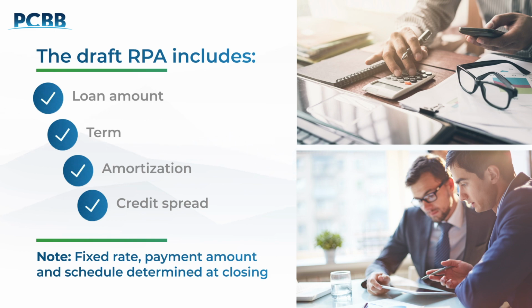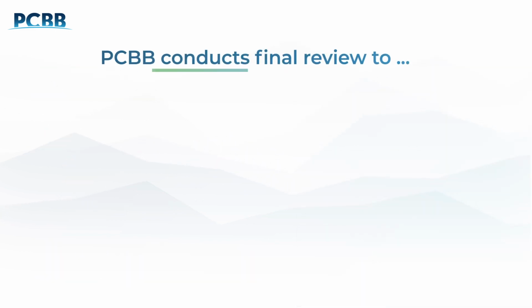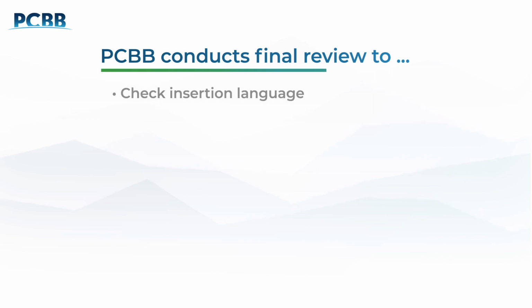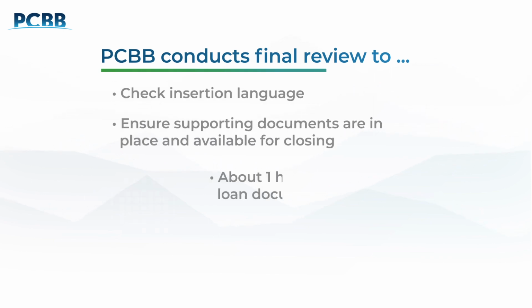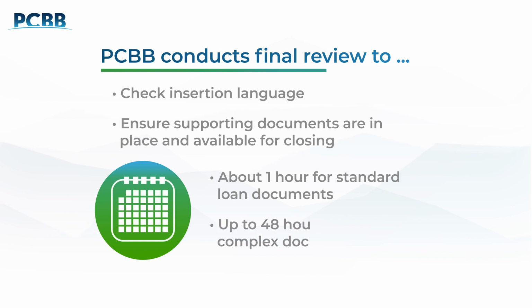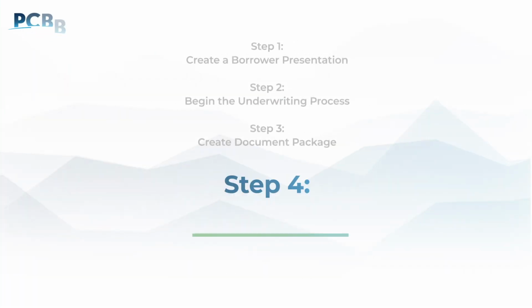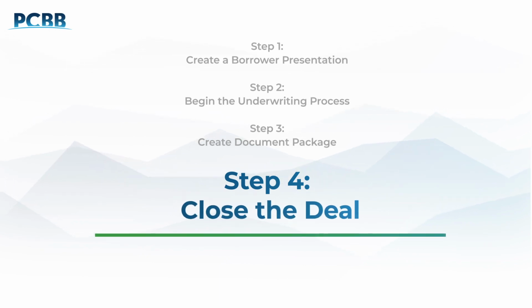Together, we'll work to make any revisions. Then, PCBB will review and approve the loan documents. This process takes about 1 hour for standard loan documents and up to 48 hours for more complex documents. Once the documentation is approved, you'll move on to the last step of the BLP deal.